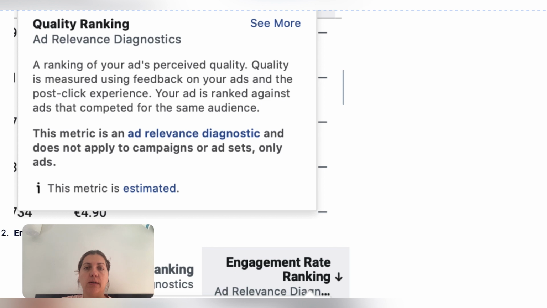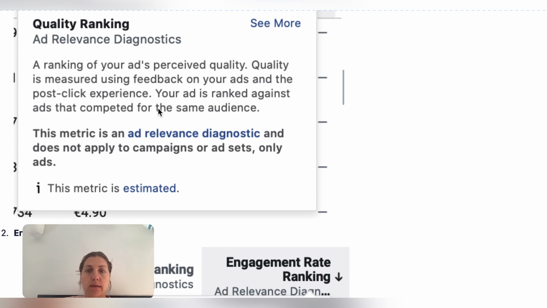There are 3 tiers. Tier number 1, as you can see here on the screen, is quality ranking, and it is an assessment of the quality of your ad against competitor ads with the same target audience. So they basically evaluate the quality of your images, videos, copy, CTAs, and others. Again, it's not against all of the ads, it's only against the competitors that are using the same qualifications of the target audience. And this is how you look at the quality score of your ad.